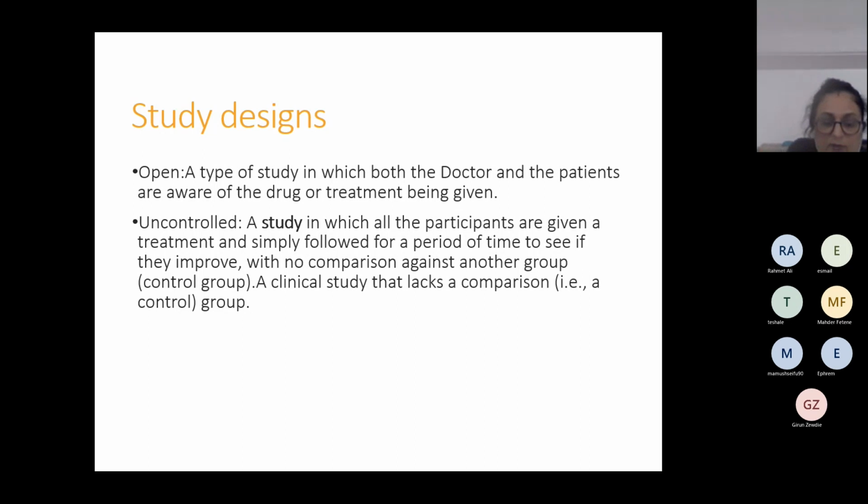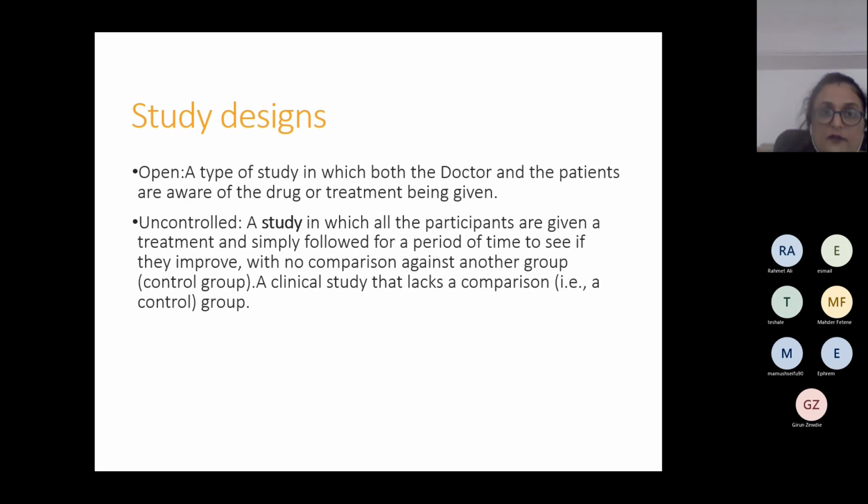If it is an open study, that means the doctor and the patient, both of them know which drug they are getting in the treatment. But if it is an uncontrolled trial, a study in which all the participants are given a treatment and simply followed for a period of time to see if they improve, with no comparison against another group.